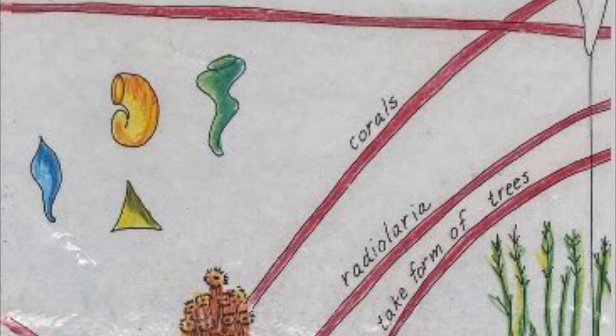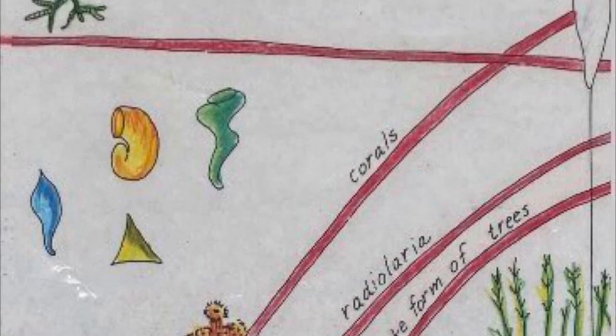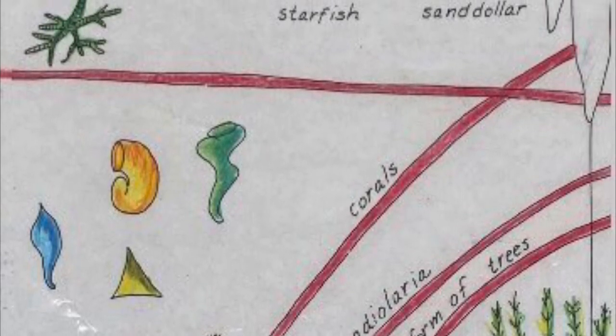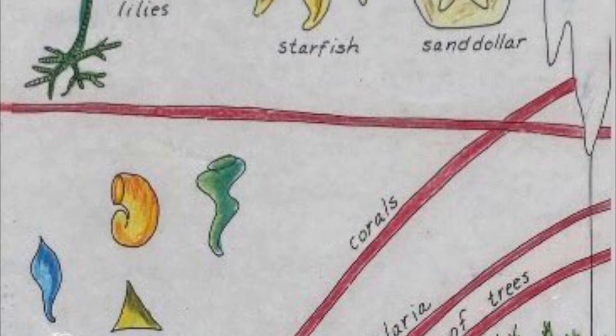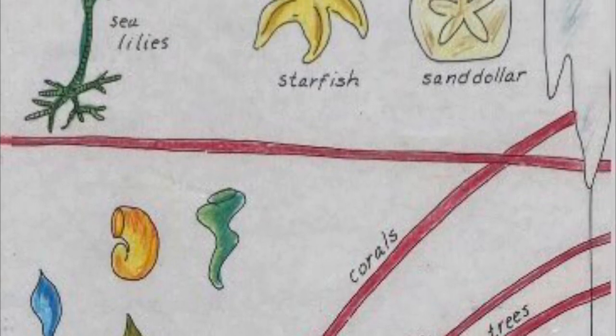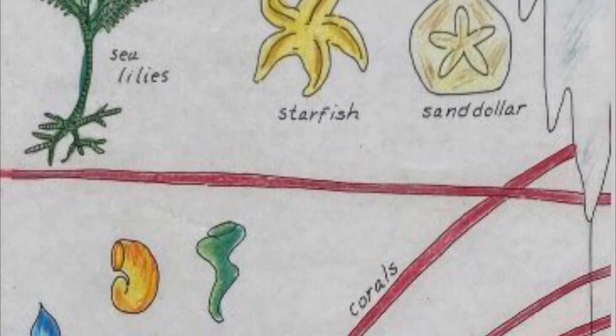Sea lilies really begin to take form in the oceans. Finally, at the end of the Silurian period, we have another ice age.